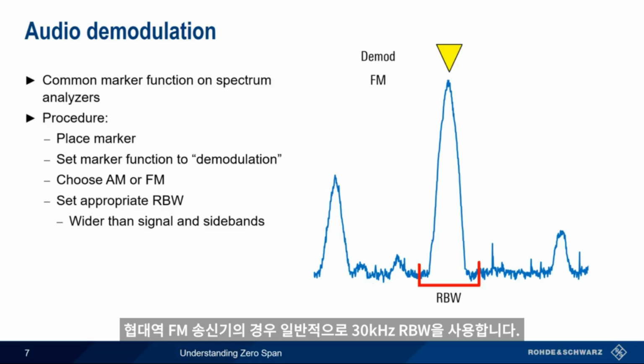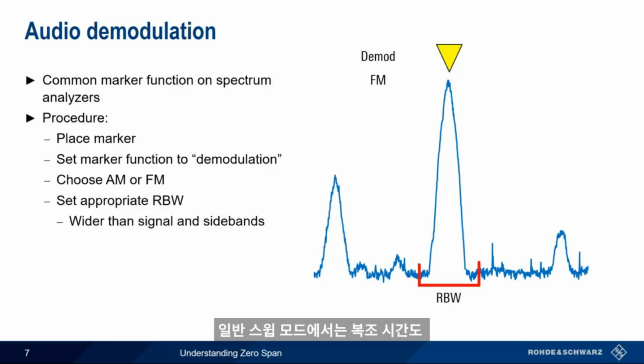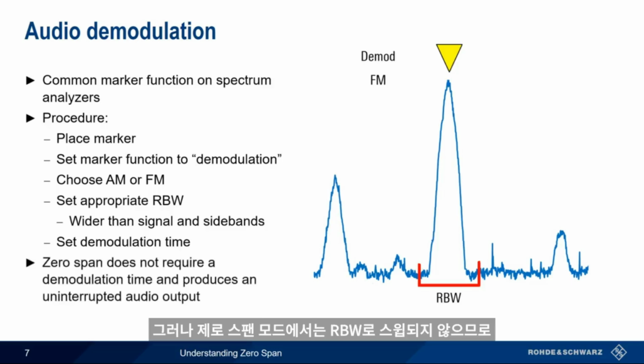In normal swept mode, we would also need to set the demodulation time. In other words, how long does our sweep pause and demodulate the signal before resuming the sweep? In zero span mode, however, the resolution bandwidth is not sweeping, so demodulation time is essentially infinite, and we get an uninterrupted audio output.